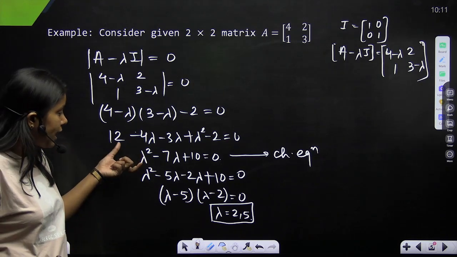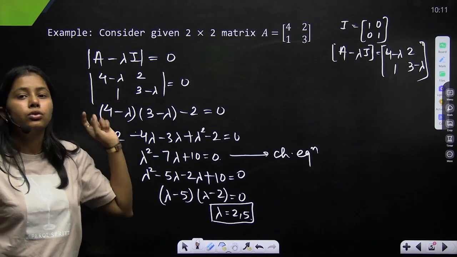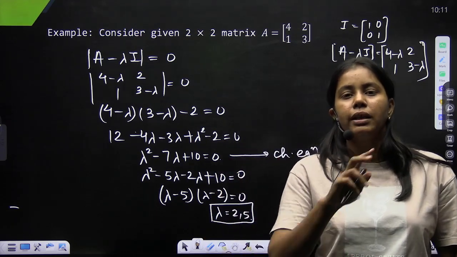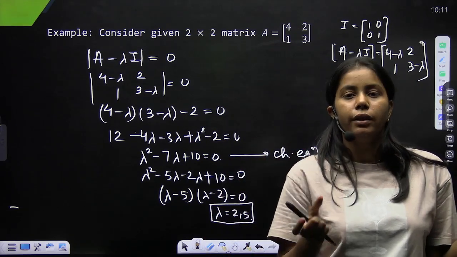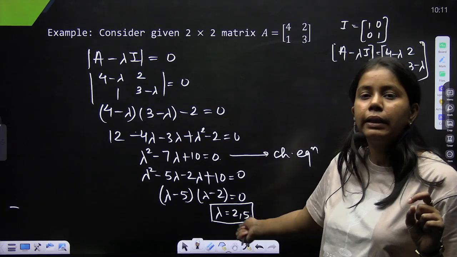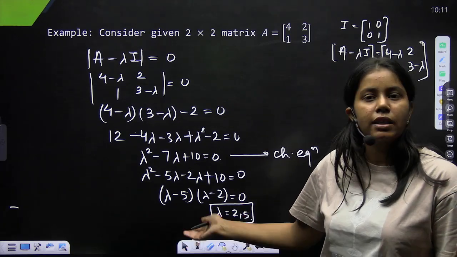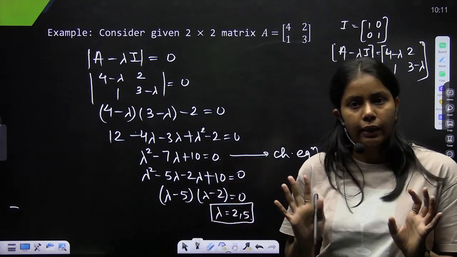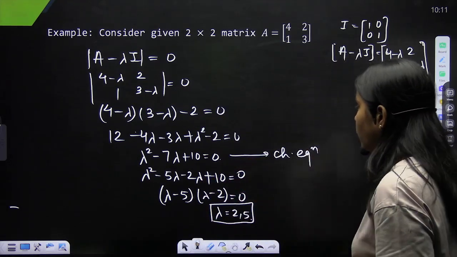Because it has degree 2, for a 2 cross 2 matrix we'll get a characteristic polynomial of degree 2. So we'll get 2 roots. There might be a possibility that they are distinct or they can be the same, but we'll get at most 2 eigenvalues, not more than that. So that is the procedure for eigenvalues.